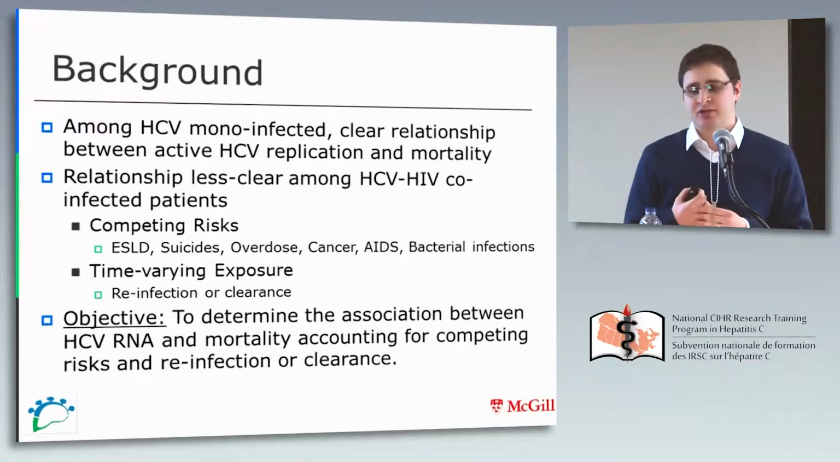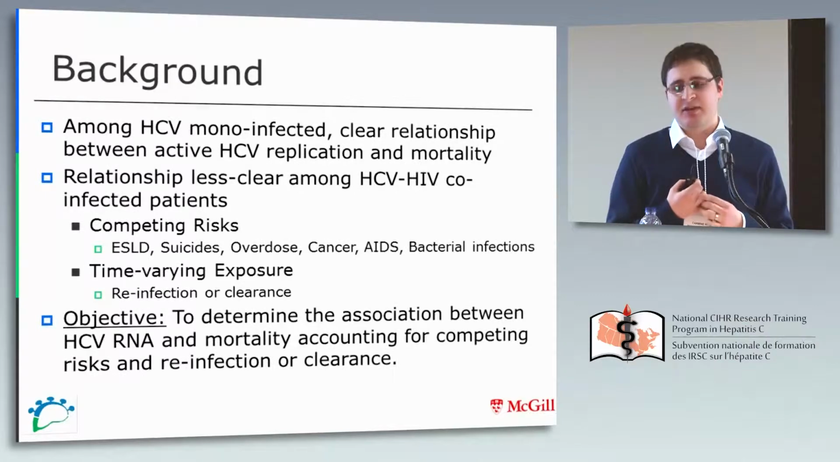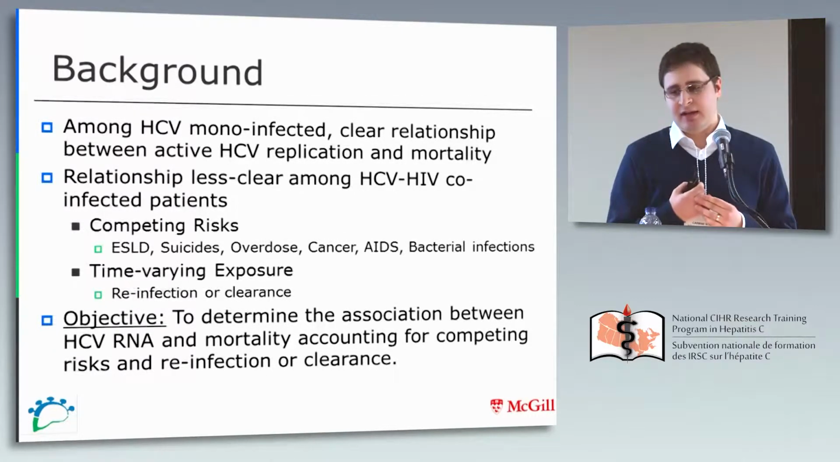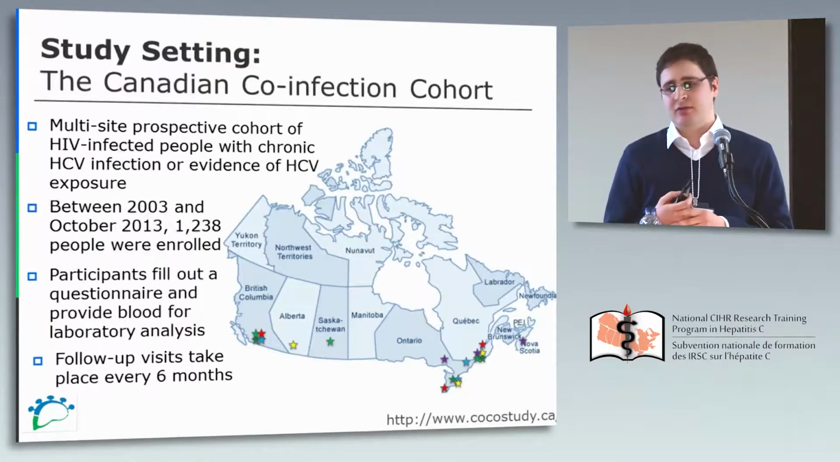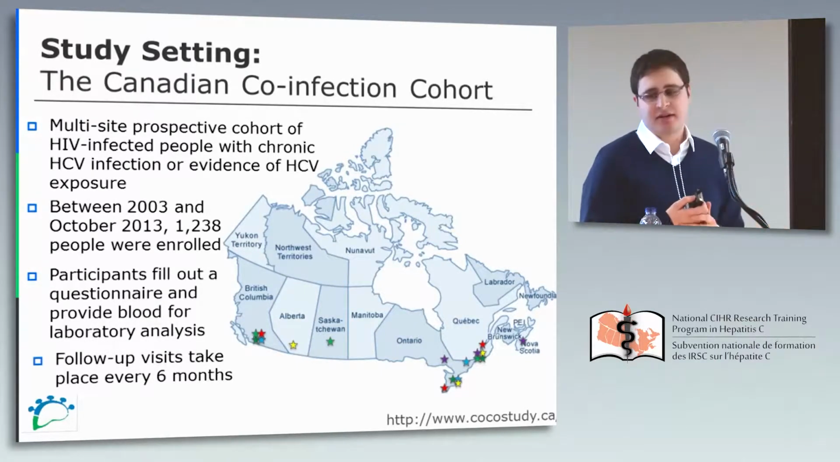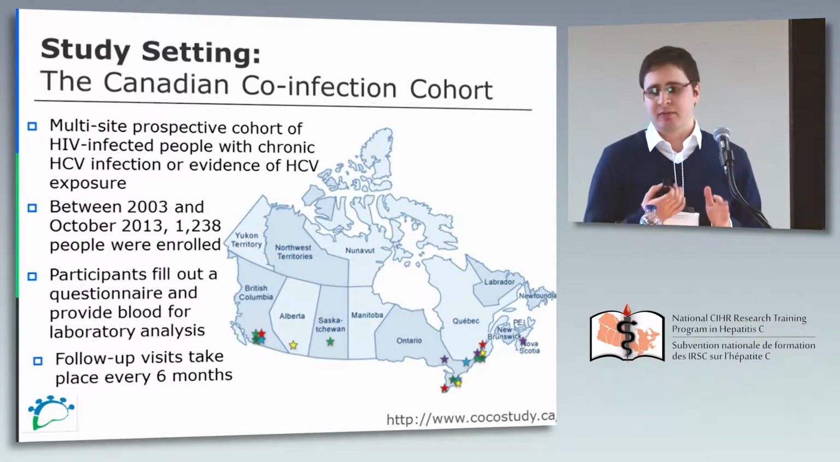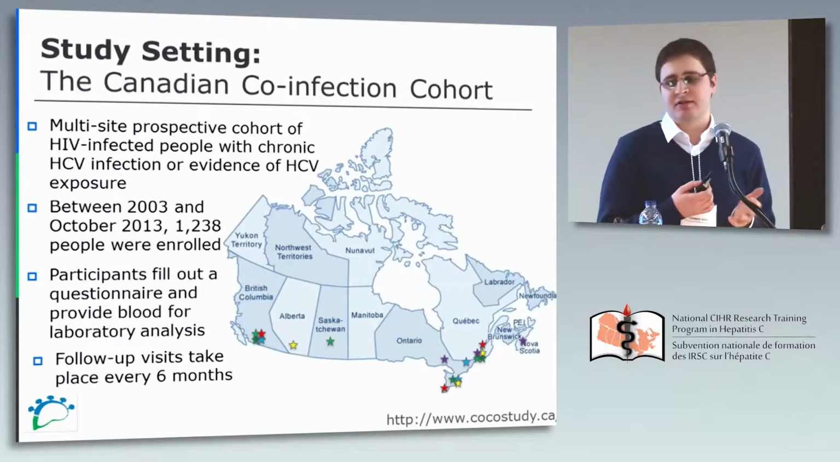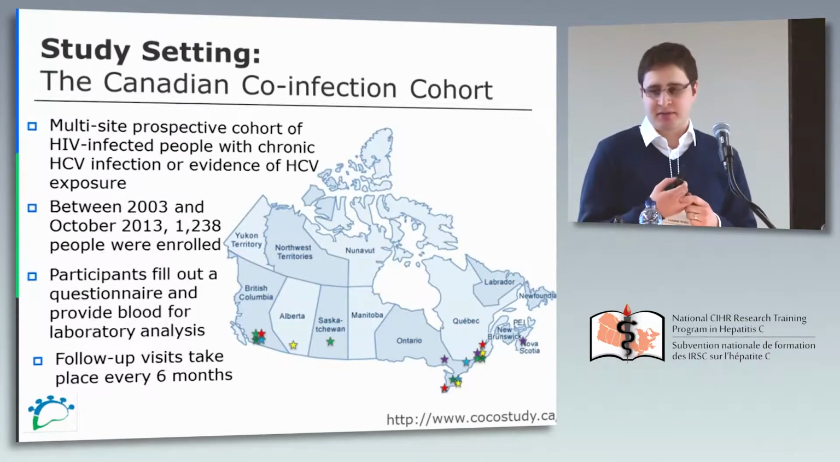The objective of my research project was to determine the association between HCV RNA status and mortality, as well as non-liver disease-related mortality, accounting for competing risks and reinfection. Very briefly, the study population we used was the Canadian Co-infection Cohort. Dr. Klein explained it quite well this morning, so I'll just mention that it's a multi-center prospective cohort study, and in the last 10 years they've recruited over 1,200 study participants.